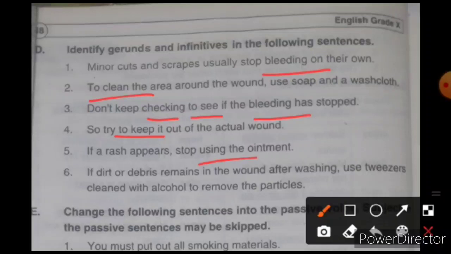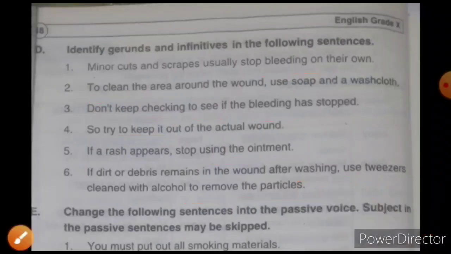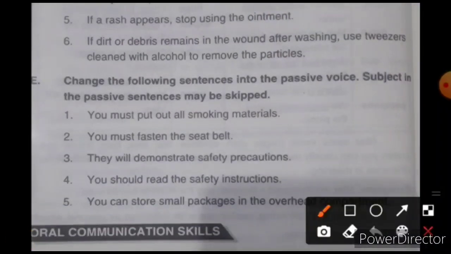Okay. Now the next exercise you're going to do yourself. You are supposed to do it. This is active and passive voice. Read it. It's quite easy. You will understand it. Okay.